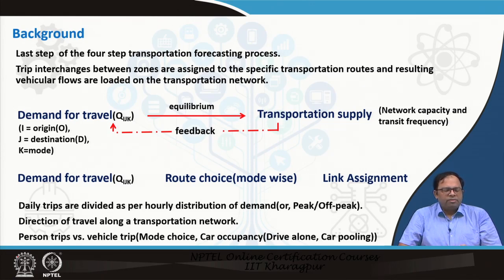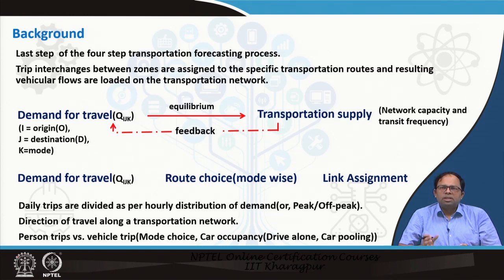So if I start with demand for travel, which is Qij, and k is the mode, that means I know from which origin zone to which destination zone a person is traveling, and we also know his mode. Then we need to load the total amount of vehicles, not individuals, into the network. That is the demand side.